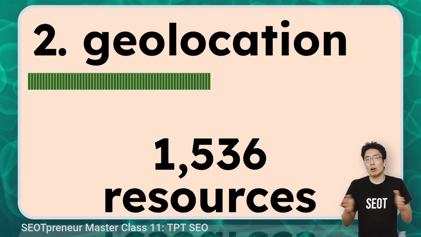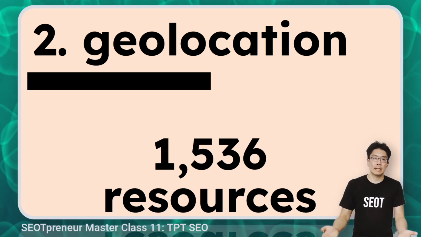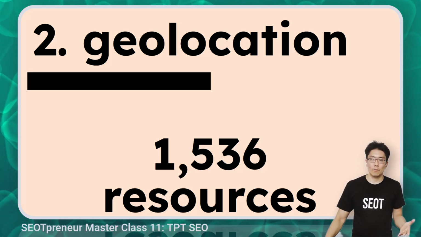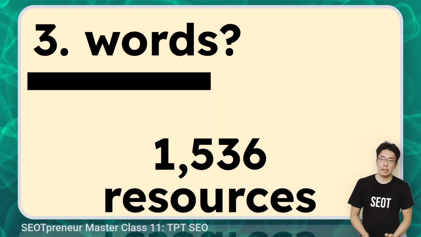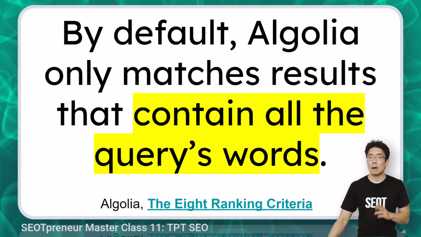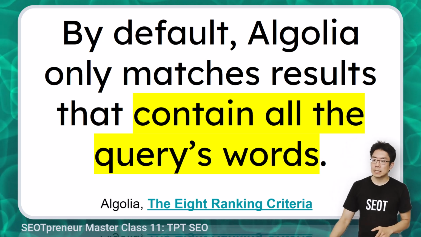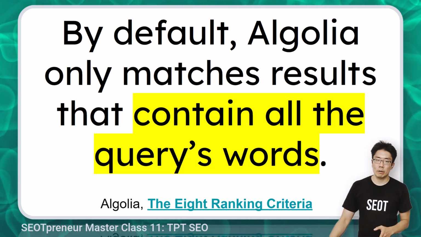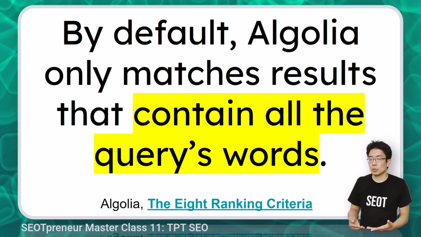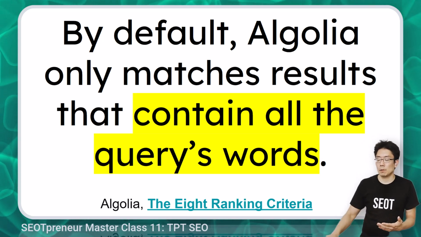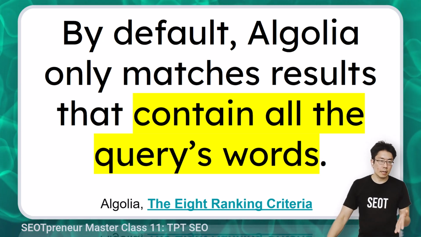So we are all tied, which means we go on to the next question, and I'm still tied with 1,536 resources. So the third Algolia criteria is about words. By default, Algolia only matches results that contain all the query's words. I don't think this is the case. I think TPT search will show results even if you're missing a couple of words. So then what happens if you're missing a couple of words?